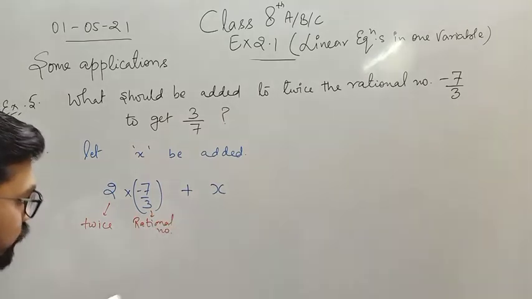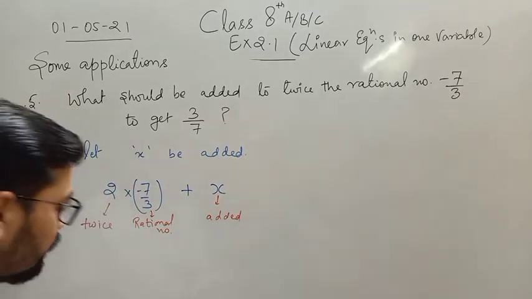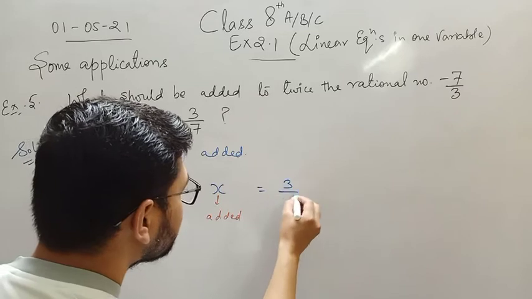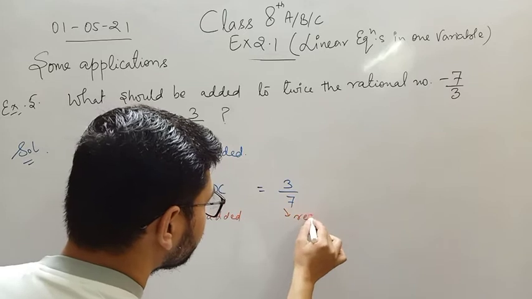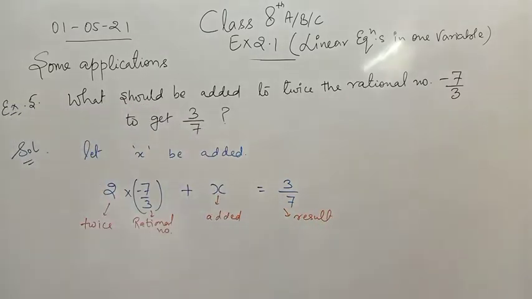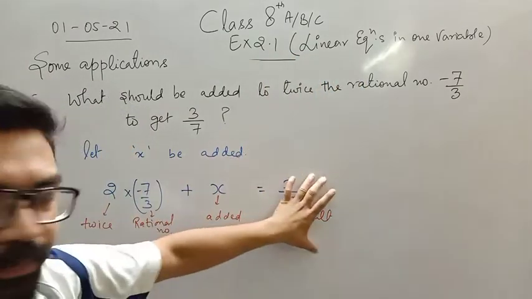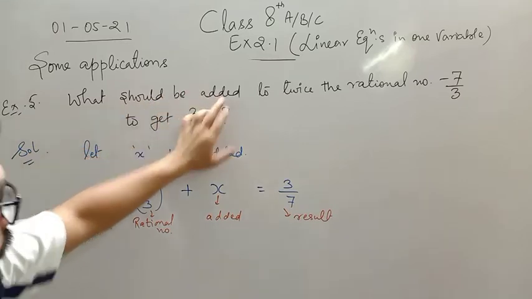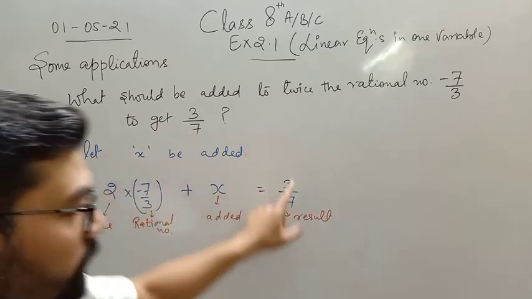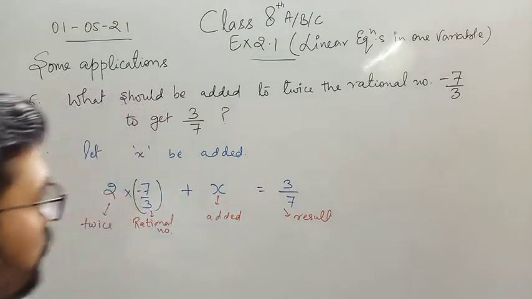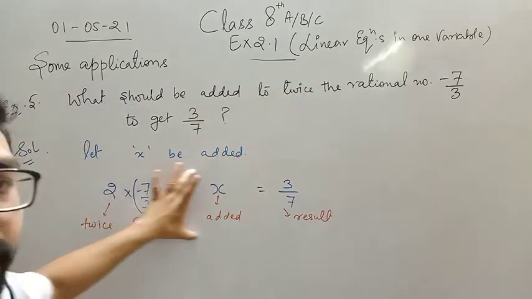This is x which I have added, so that I'll get 3 by 7 in the result. Now, I have represented this word problem mathematically. See, what should be added? Let's say x is added to twice the rational number to get 3 by 7. Easy. So I just represented this word problem mathematically.